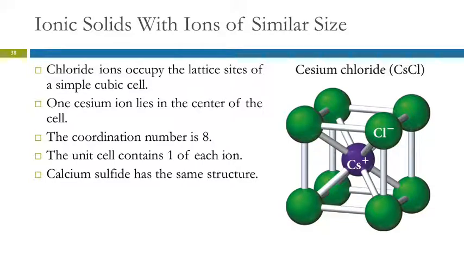Calcium sulfide is also a 1-to-1 ratio of cation to anion with similar sizes, and it's going to have a similar structure.